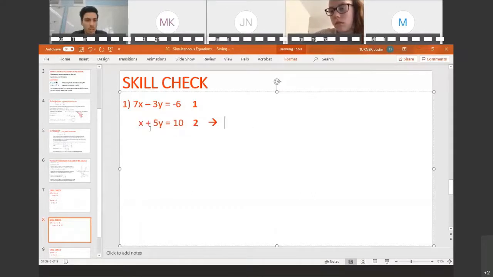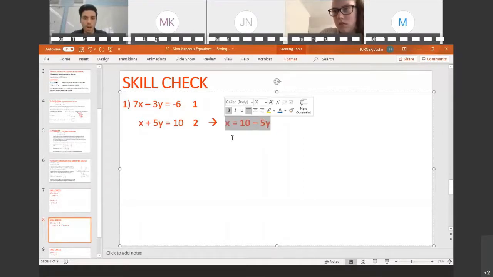Now what I can do there is, if you subtract 5y from each side, we're going to end up with x is equal to 10 minus 5y. So that is the first part of the equation. Now we need to substitute 10 minus 5y into the first equation. Because we know x is equal to this, we're just plugging it straight in there.